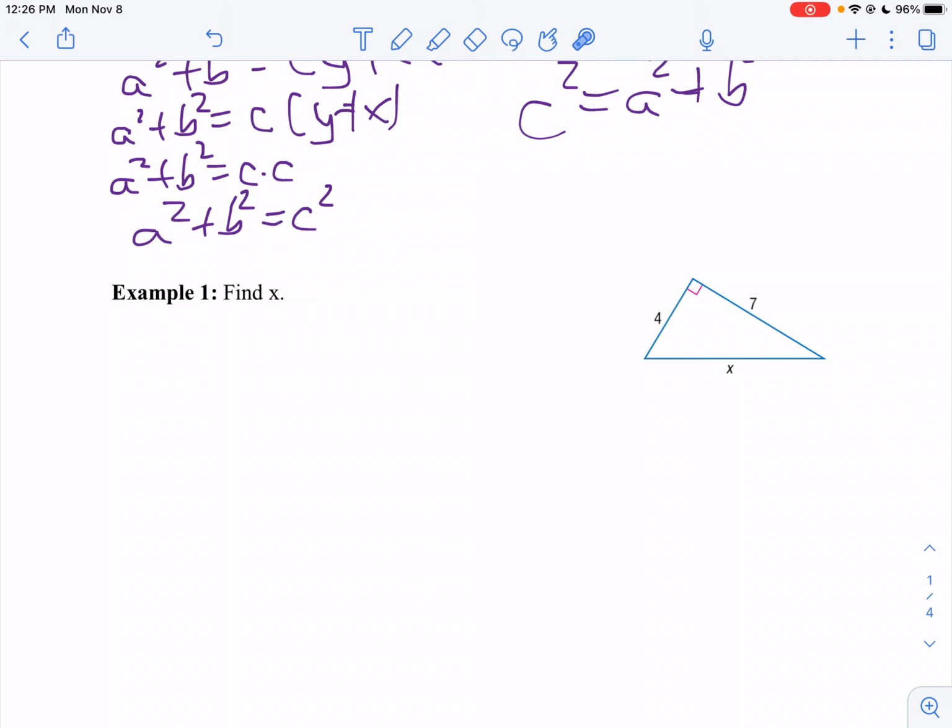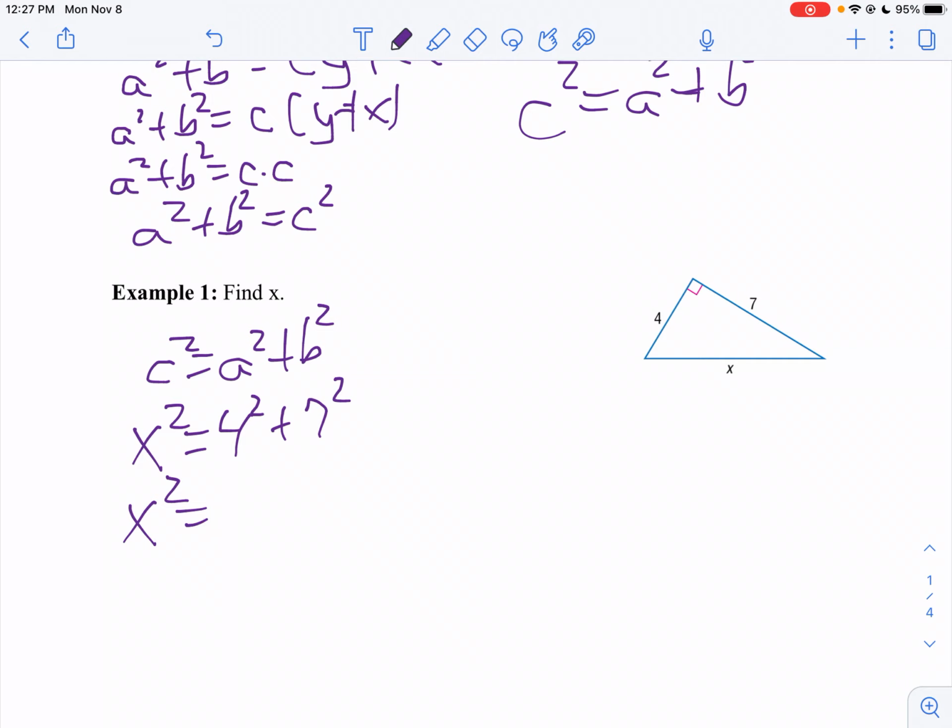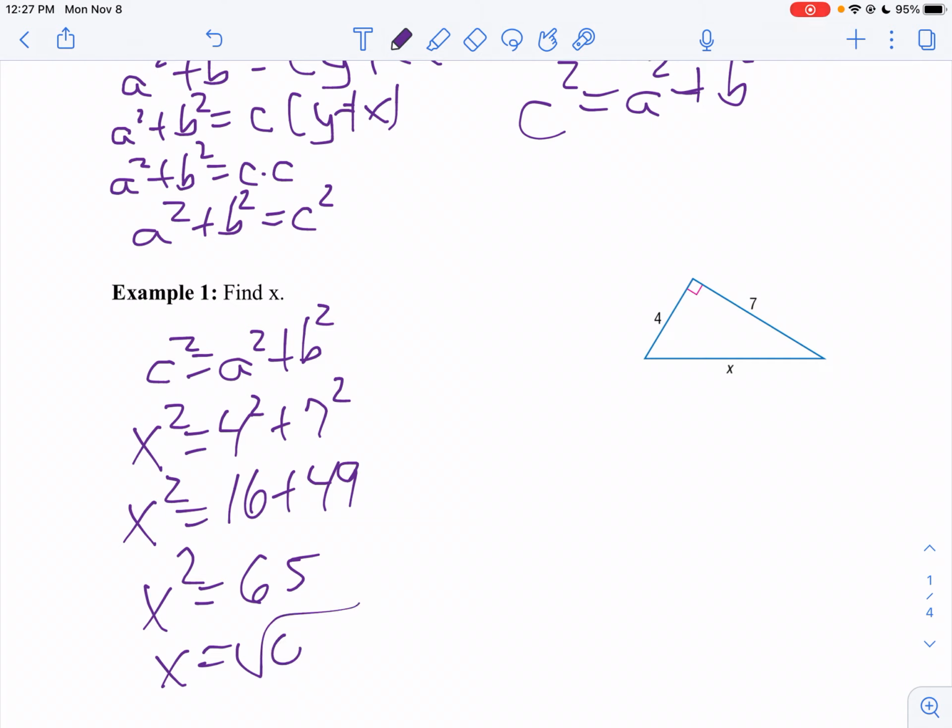So I'm going to say c squared equals a squared plus b squared. My hypotenuse is x, so x squared equals 4 squared plus 7 squared. So x squared equals 16 plus 49. And then x squared equals 65, or x is the square root of 65. That's the exact answer. The exact answer for x is the square root of 65.